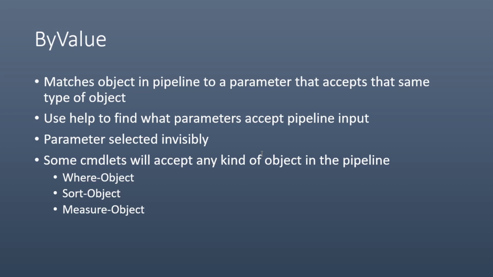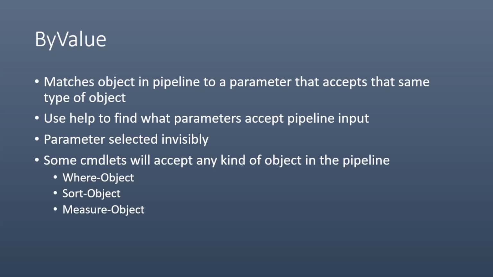So if there's a string in the pipeline, I want to try and match up with a parameter that accepts a string, something like that. So we can use help to find what parameters accept pipeline input. So it's not like the Wild West here. So there's specific parameters that will accept pipeline input. So we can use help to figure that out. The parameters are selected invisibly, right? So you don't see this happening other than we can see the pieces of information that tell us what PowerShell is going to do, but how PowerShell does it just happens as a kind of background service, if you will.